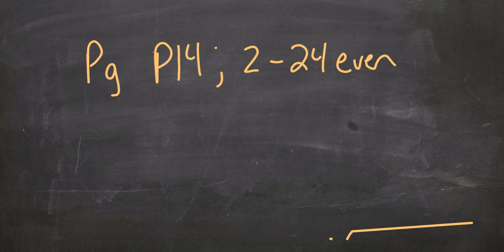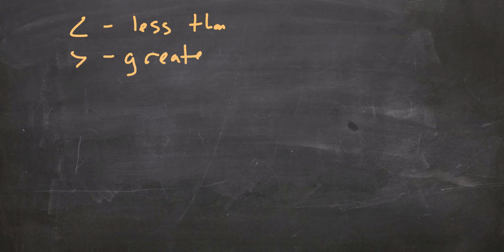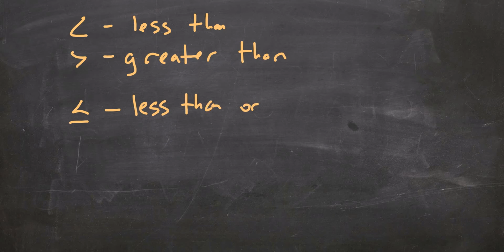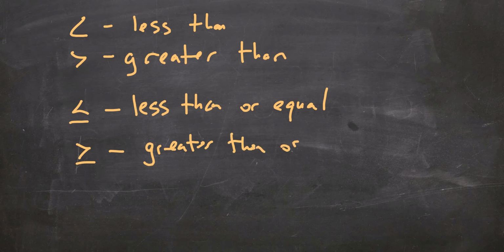Alright, today we're going over page P14, 2 to 24 even. Remember guys, with inequalities, this symbol right here means less than. Right here means greater than. With the bar, it just means less than or equal. And with the bar here, it means greater than or equal. Now, important, we're going to need a number line.